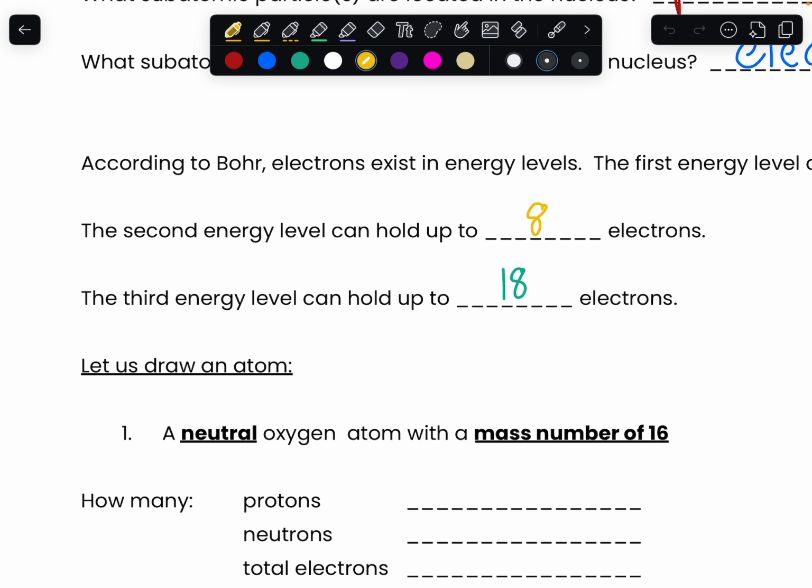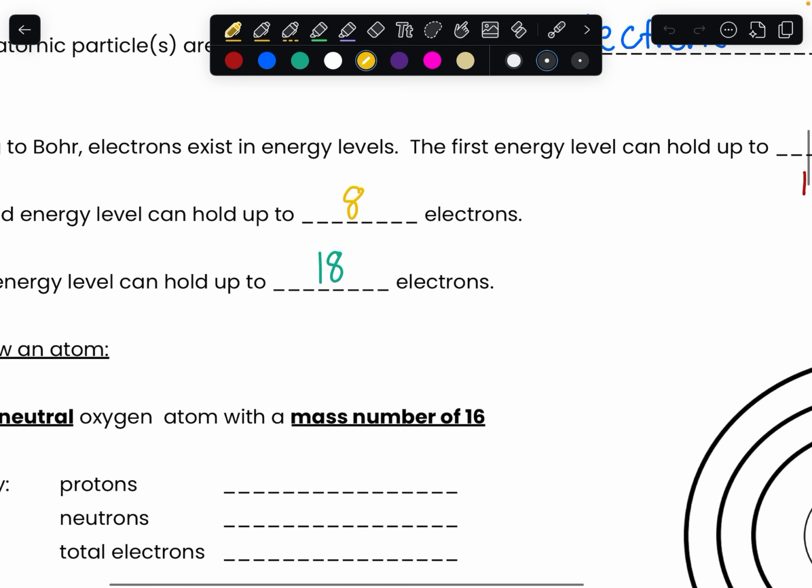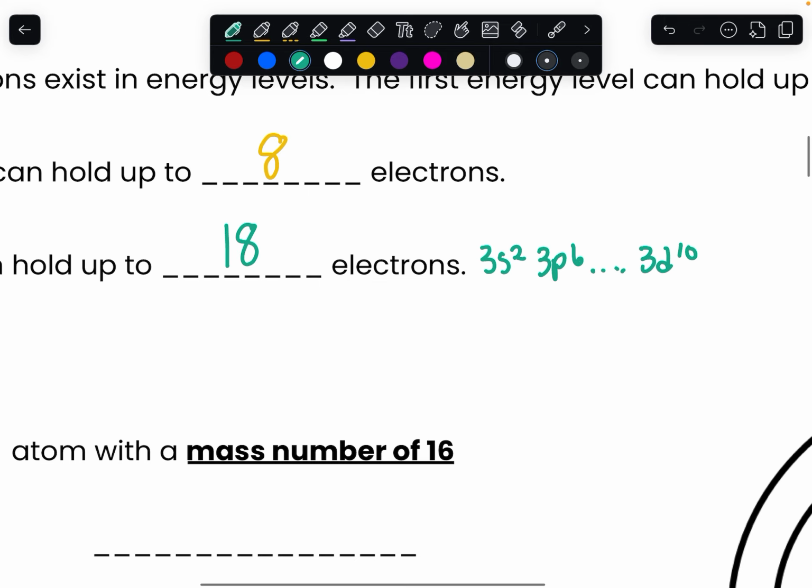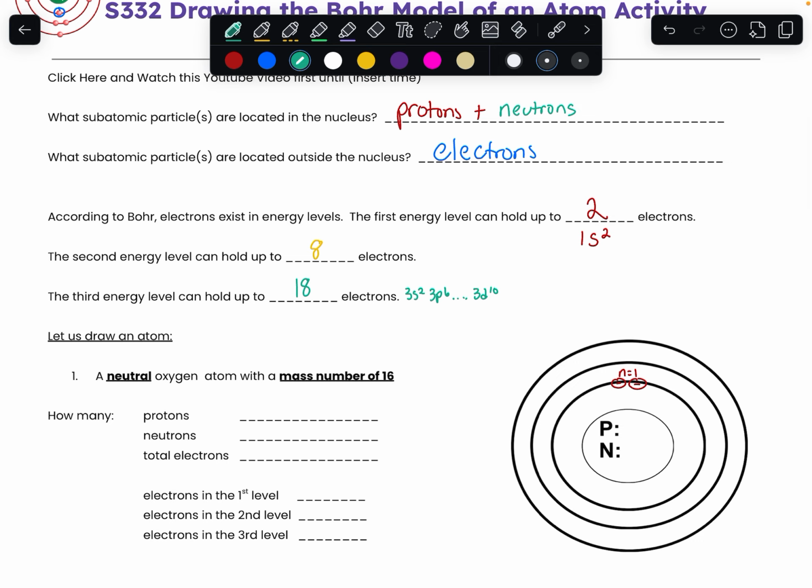Okay, so we'd have a total of 18 electrons in this energy level, right? So if we did something like 3s2, 3p6, 3d10, those all count as our electrons here. So that's our general rule. These are how many electrons fit in each level.